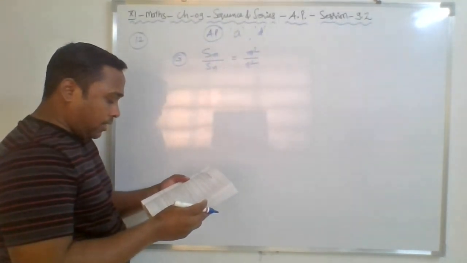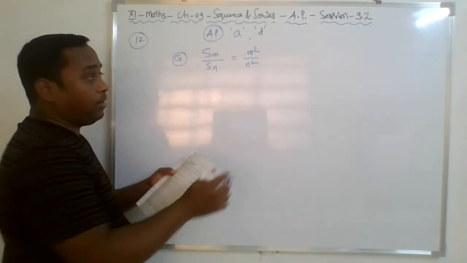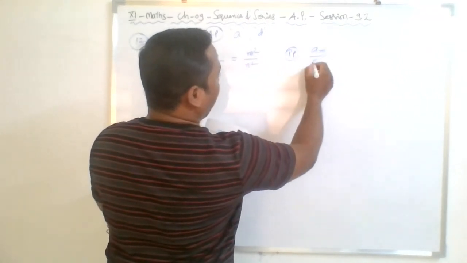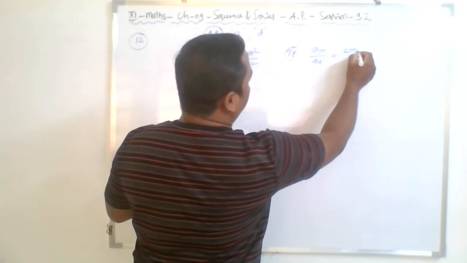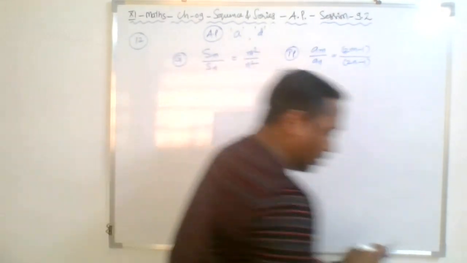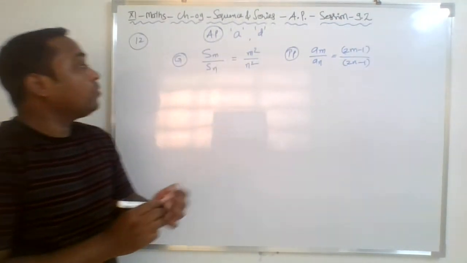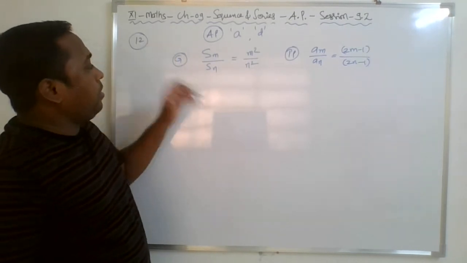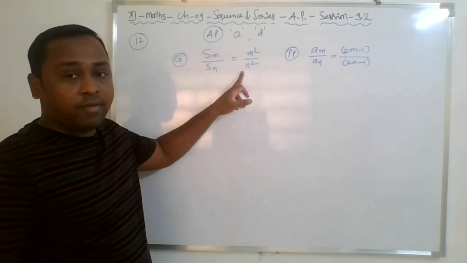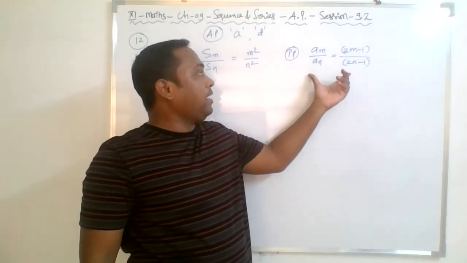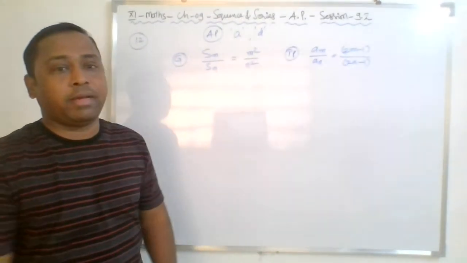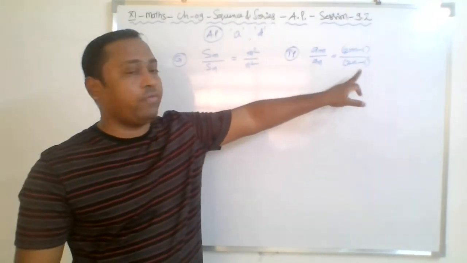And show that the ratio of the mth term and nth term will be 2m minus 1 upon 2n minus 1. I repeat, in an AP, the ratio of the sum of the m terms to the sum of the n terms is given by m square by n square. Then find the ratio of the mth term to the nth term, which will be 2m minus 1 by 2n minus 1. We have to show that this ratio will be this.